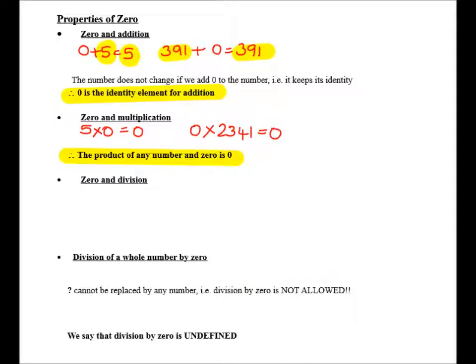Let's look at 0 and division. We'll first look at ordinary division. 6 divided by 2 will give you 3, because 2 multiplied by 3 will give you 6. This is also called the inverse operation. If I have 15 divided by 3, the answer is 5, because 3 multiplied by 5 equals 15.